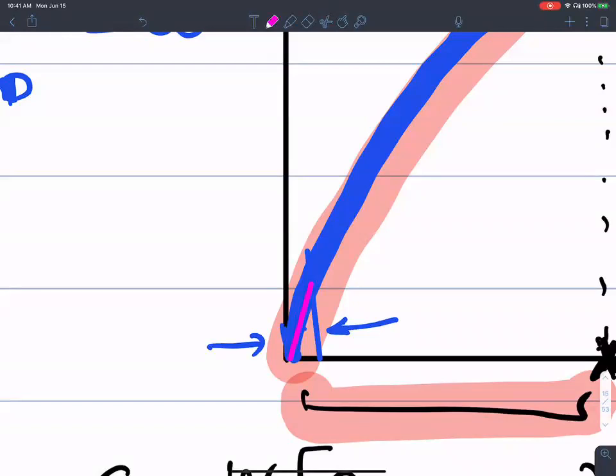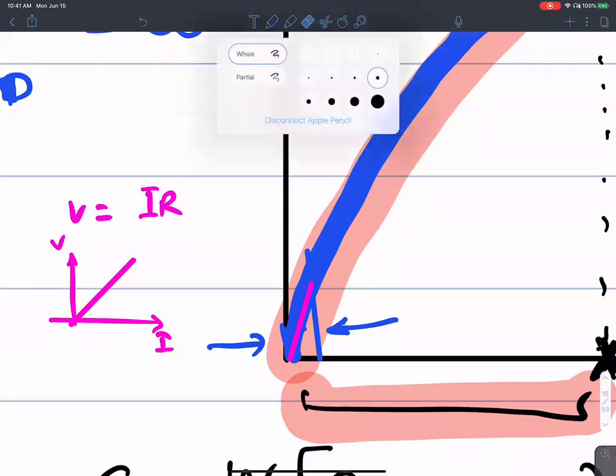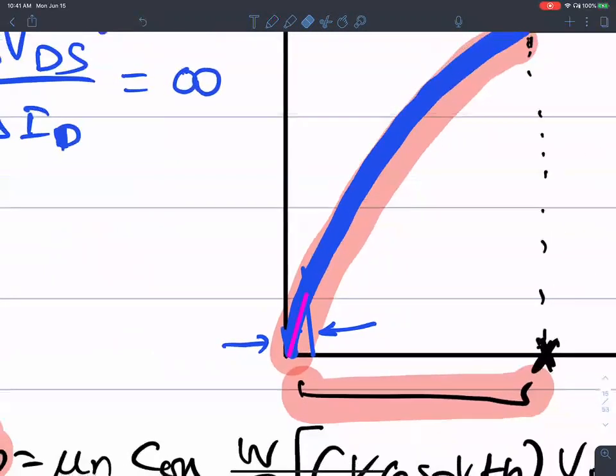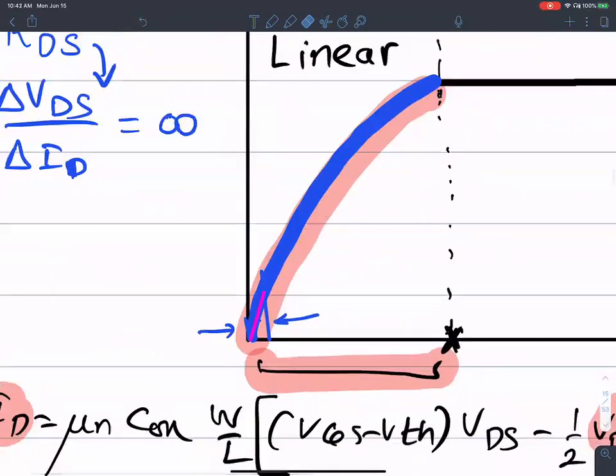Resistor. That's a resistor, right? V is IR. If you were to plot I versus V and see a straight line, that's a resistance right there. So V is IR, Y equals MX. Okay, that's the idea of a resistance. Here you're plotting V versus I though, but the idea is still the same. Now you should be able to see why we like to call this region a linear region or a resistive region.